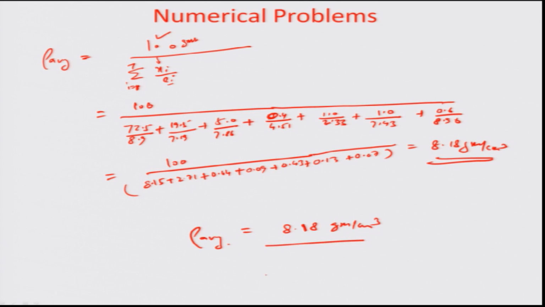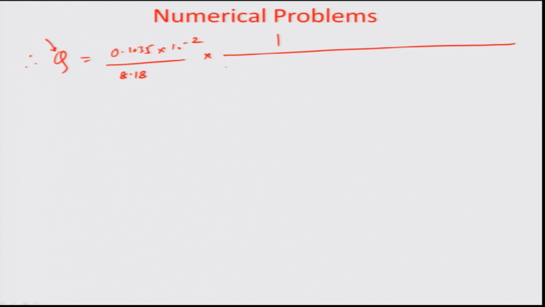Let us take this back to the equation, the relationship that we had earlier seen between the value Q, that is the volume per unit charge, and the average density. So this is 0.1035 times 10 to the power of minus 2 divided by the average density, which is 8.18 borrowed from the previous step, times 1 divided by this whole expression here.